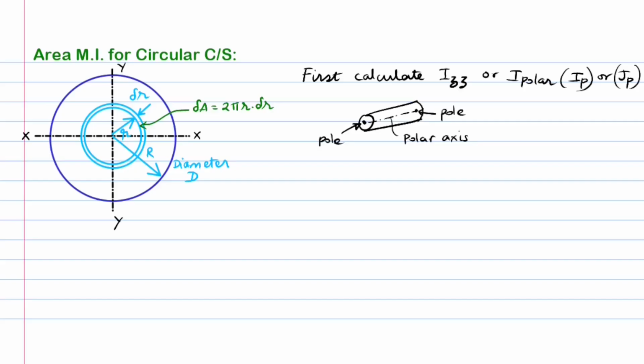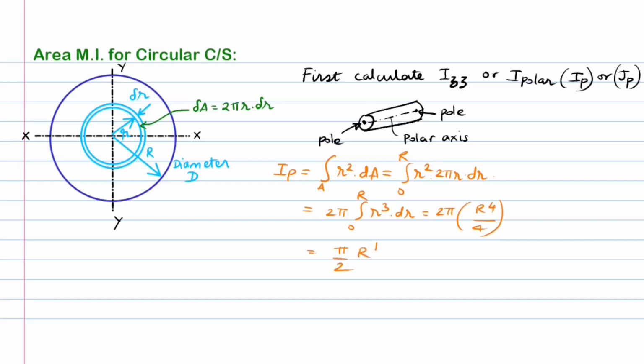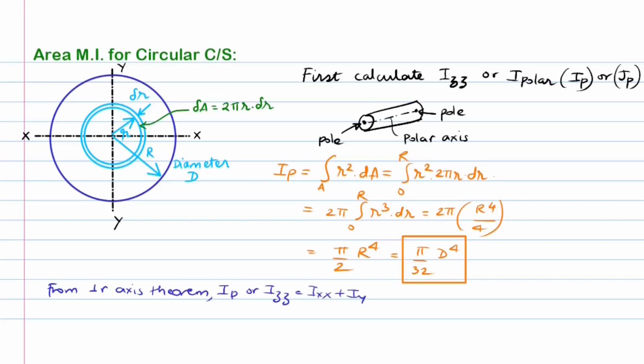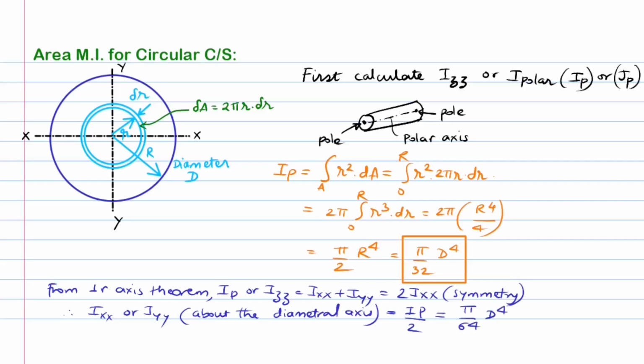Now, Izz or Ip, p for polar, equals the area integral of r squared times the differential area dA. dA equals the perimeter of the circular strip times the thickness. Eventually, we have the polar moment of inertia as pi over 32 times the diameter d to the power of 4. Now, using the perpendicular axis theorem, we have Iz equals Ix plus Iy, but Ix is equal to Iy due to symmetry. Hence, Ix or Iy equals pi over 64 times diameter d to the power of 4. Ix or Iy can be called I about the diametral axis.